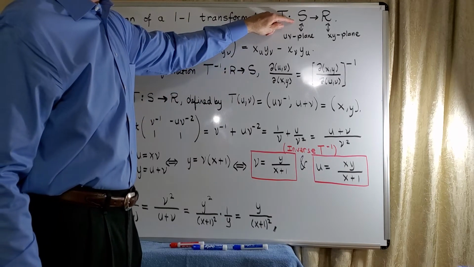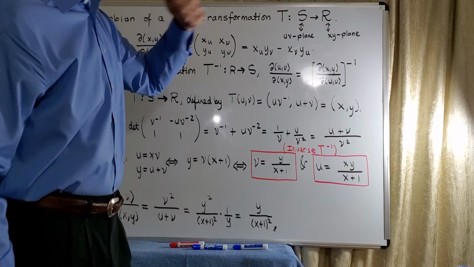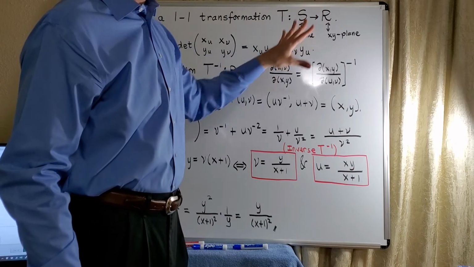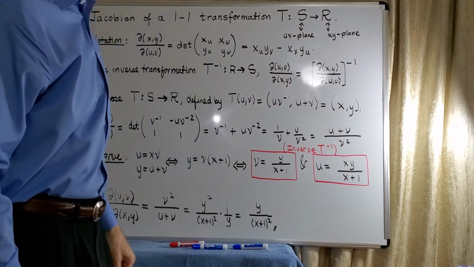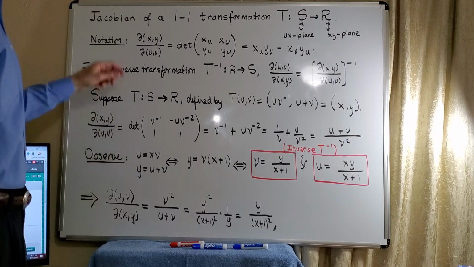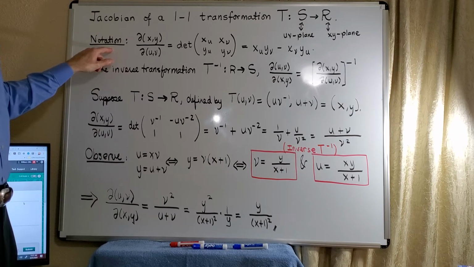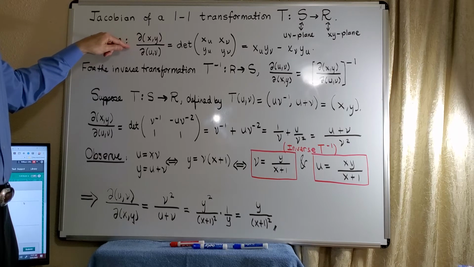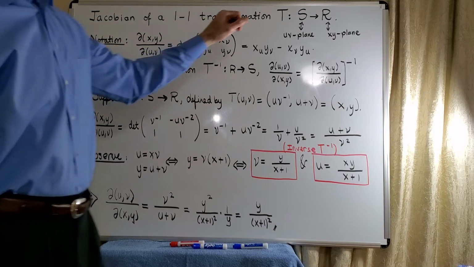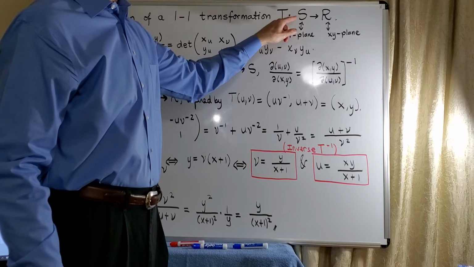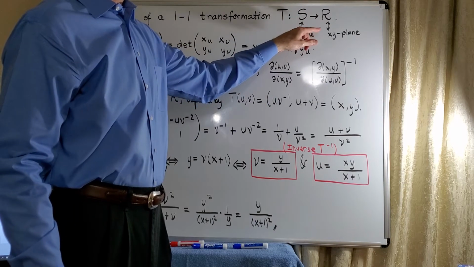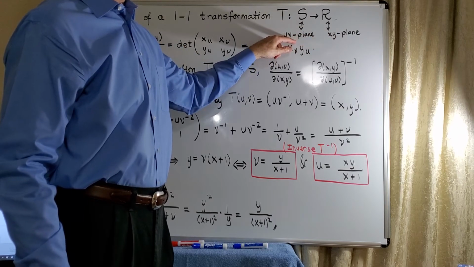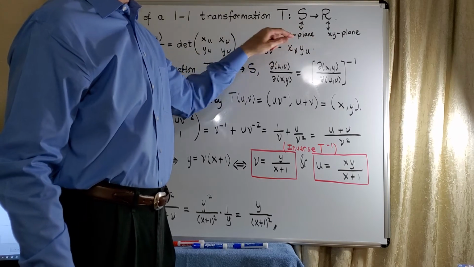S is going to be a region in the UV plane, and R is going to be a region in the XY plane. So we'll just go ahead and set that up for the remainder of the lectures on this topic. And our notation will look like this. The Jacobian will actually be written with partial derivative signs. So for instance, if we have a transformation from S to R, we'll just call the two coordinate functions x and y, which will actually be functions of u and v.